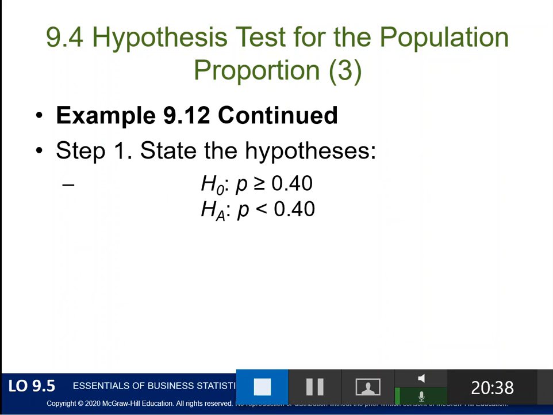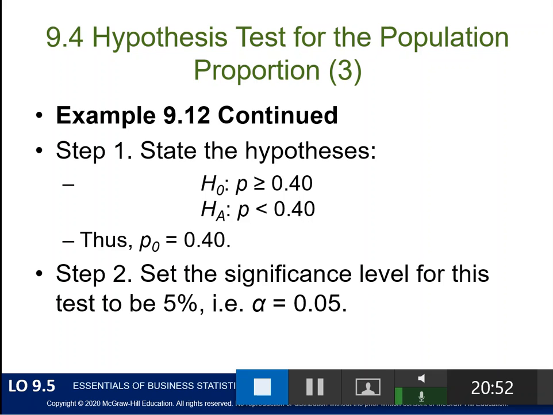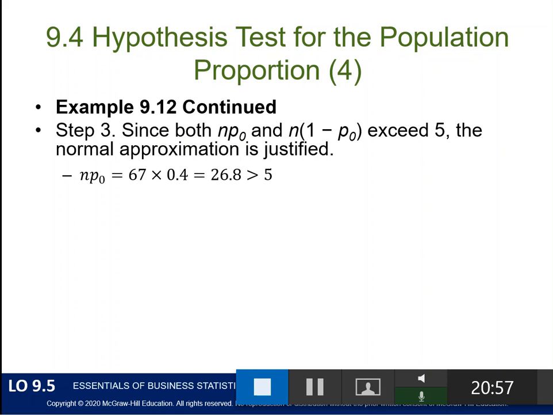So first of all, we're going to state our hypothesis. Our null hypothesis is that the proportion is greater than or equal to 0.4, and therefore the alternative is that it is less than 0.4 or 40%. And we are again setting our significance level at 0.05. Now, we can go ahead and test np. So n times p is equal to 180 times 0.4, which is greater than 5, and n times 1 minus p is greater than 5 also. So we can assume that this is normally distributed.